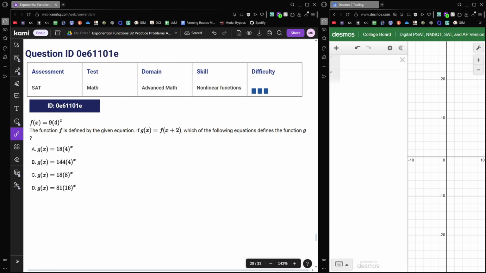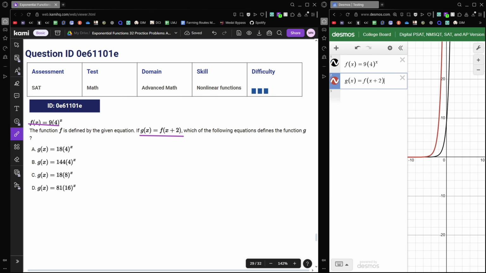Question number 29. The function f is defined by the given equation. If g of x is equal to f of x plus 2, which of the following equations defines the function g? So what we can do here is just plug f of x, this equation right here, and g of x, that equation right here, into Desmos, and then we can plug in all of our answer choices, and if the graphs match, then that's our answer. So there's f of x, now I'm gonna plug in g of x, and here's g of x.